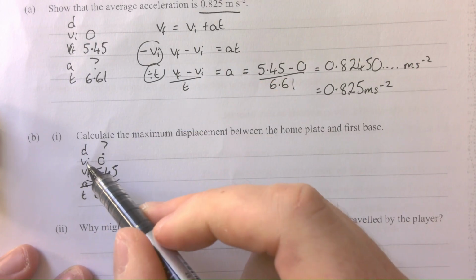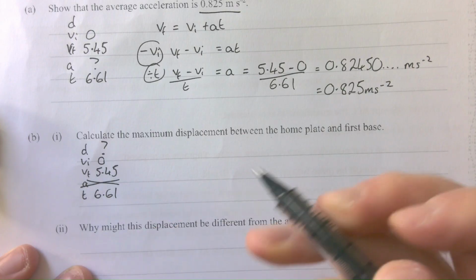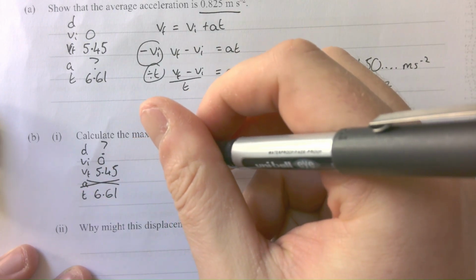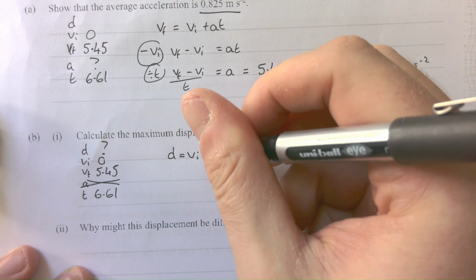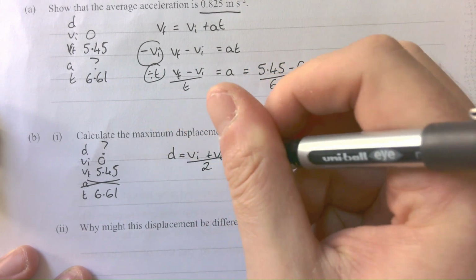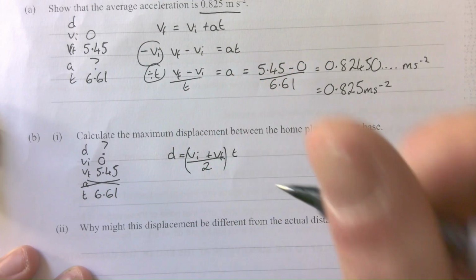Now, I want to work out my distance. I have Vi, Vf, and t. I need an equation that involves all four of those, and with no a, that equation is d is equal to Vi plus Vf over 2 multiplied by t.